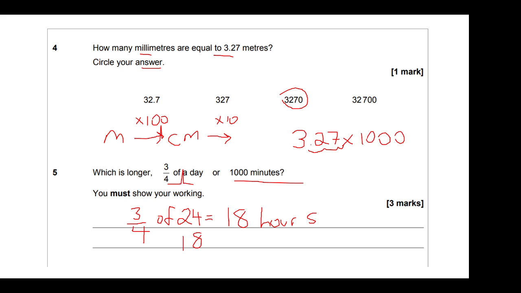If I bring that into my calculator, just give me 1 second to work it out. So going to my trusty calculator. 18 times 60, guys, we do get 1,080 minutes, which is bigger than 1,000 minutes. Therefore, guys, 3/4 of a day is going to be longer. So that is going to be my answer for question number 5.